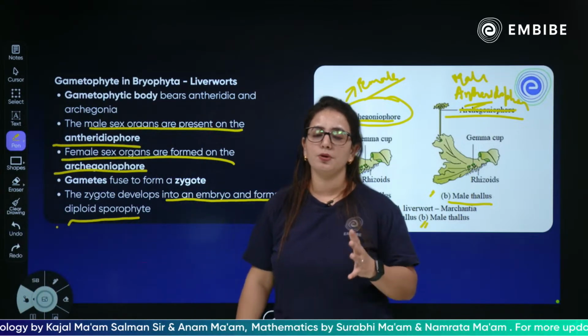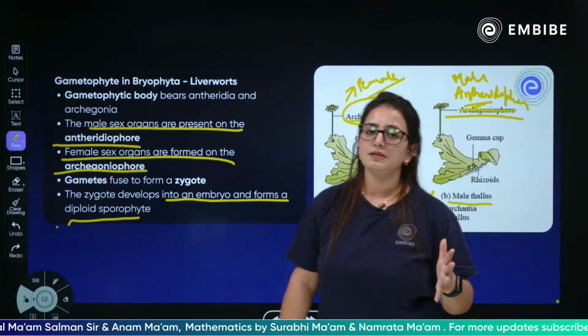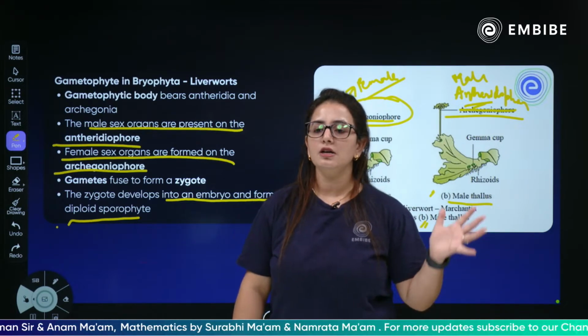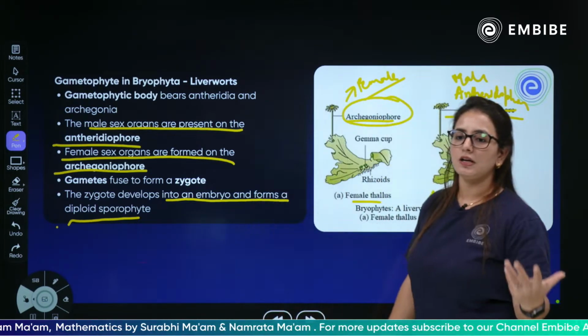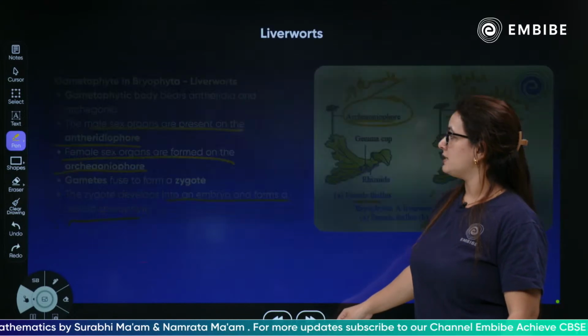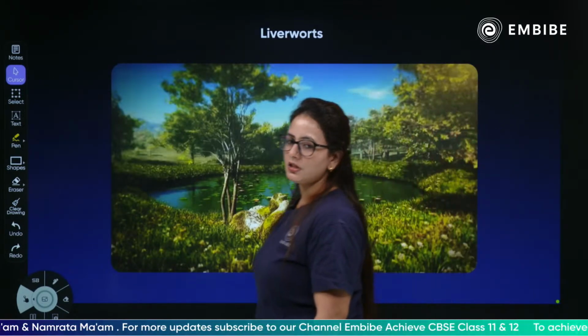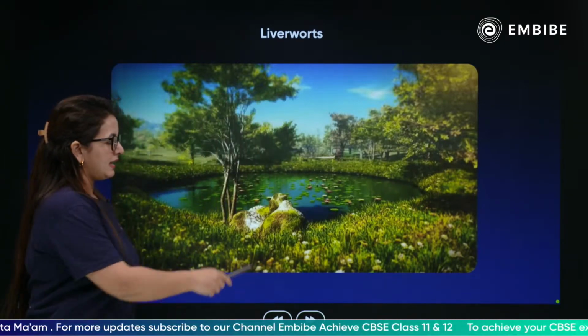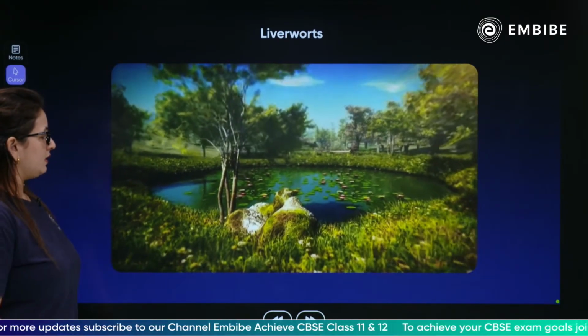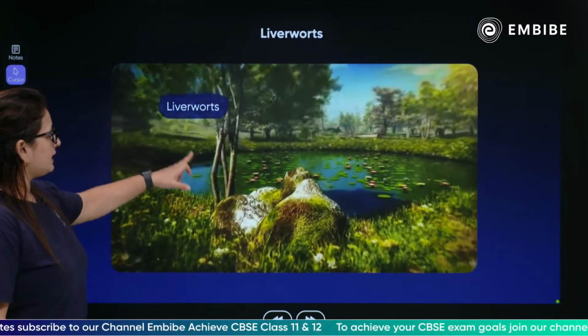They fuse to form a zygote and eventually form a diploid sporophyte, which will eventually become a root, stem, leaf like structure. Next, children, as you can see, these are the liverworts. This is how the liverworts look.